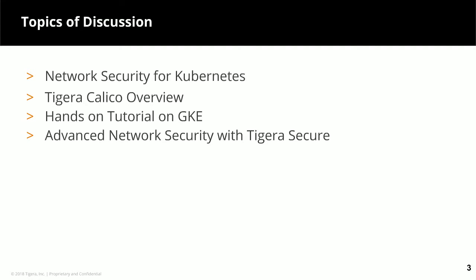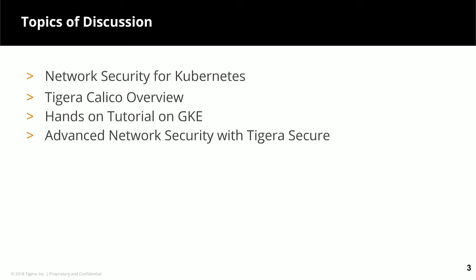Security and Kubernetes. Those are two of my favorite topics. What I have for the agenda today is we will start with a very quick overview of network security, how you should plan and design network security for Kubernetes. Then I'll walk you through our open source project called Tigera Calico. We will then jump into a hands-on tutorial where we will try a full demo on a cluster running in Google Kubernetes Engine. And then we'll close out with some of the advanced network security scenarios with Tigera Secure.